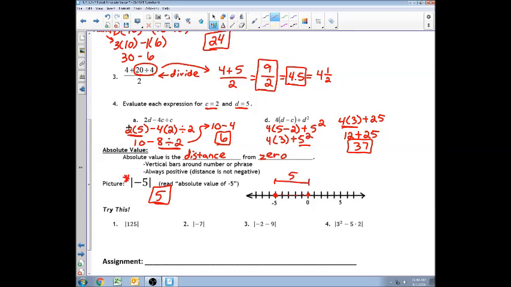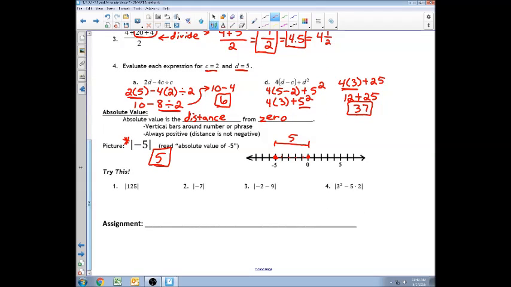So we look at number 1. How many units from 0 is the number 125? Well, again, it is 125 units. How many units from 0 is negative 7? It is just 7. 3. Now we actually have a subtraction problem. We need to still use order of operations. So what is negative 2 minus 9? It would be negative 11. The absolute value of negative 11 is 11.